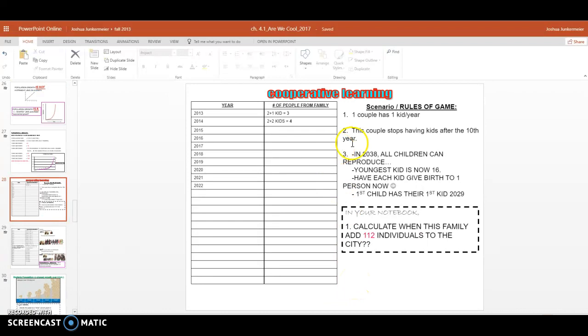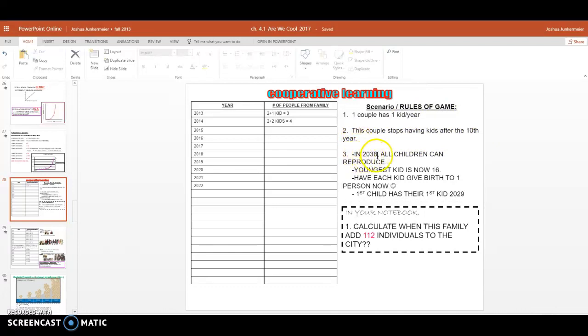All right, here's an interesting activity. So imagine that we have humans now. So we're thinking about people, us. Let's pretend that one couple has 1 kid every year. Most humans, 1 kid each year. This couple stops having kids after the 10th year. So every year for 10 years, they have a child. 1 child every year for 10 years.